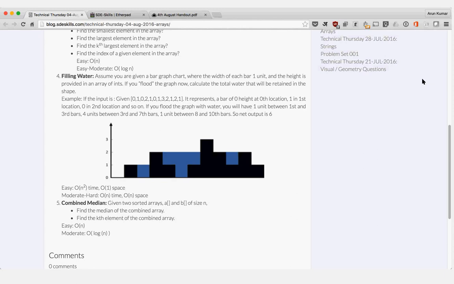It cannot be more than max L because otherwise the water will overflow to the left. Similarly, it cannot be more than max R, otherwise the water will overflow to the right. And the units of water in that slot is min of max L, max R minus its own height. Yeah, I would say the logic is correct.